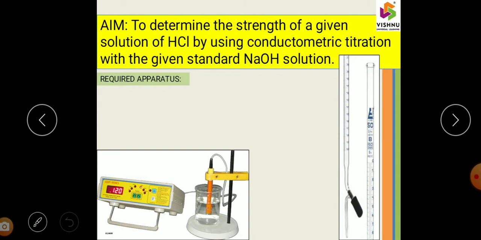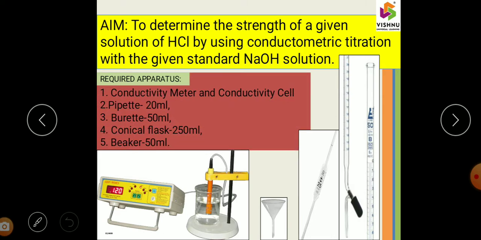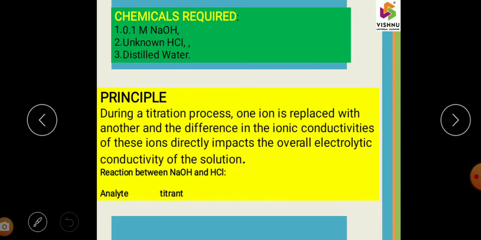Required apparatus: 50 ml burette, 10 ml pipette, beaker, conical flask, funnel, conductivity meter, conductivity cell. Required chemicals: 0.1 molar NaOH solution, unknown HCl solution, distilled water, and oxalic acid. Principle: here an acid-base titration takes place between HCl and NaOH to form NaCl as a salt and a neutral compound.